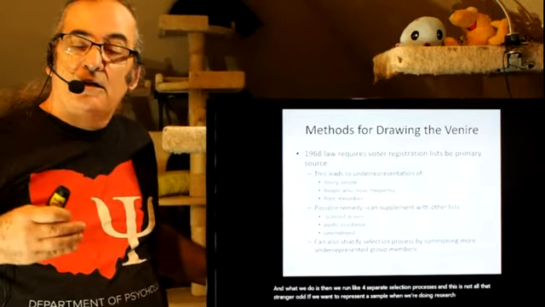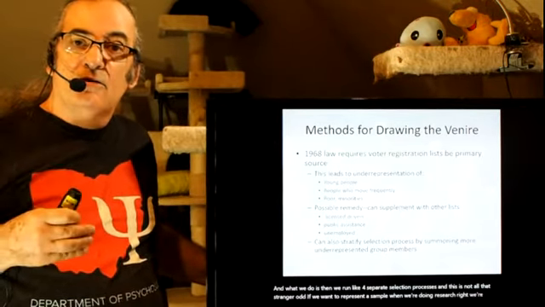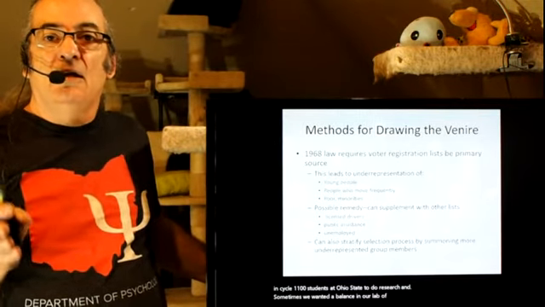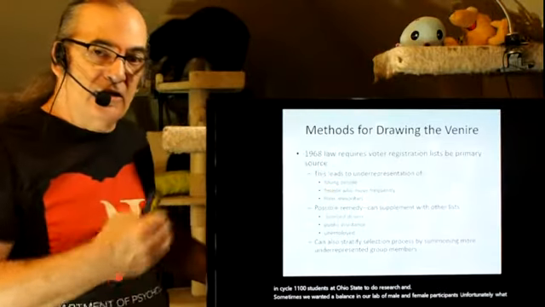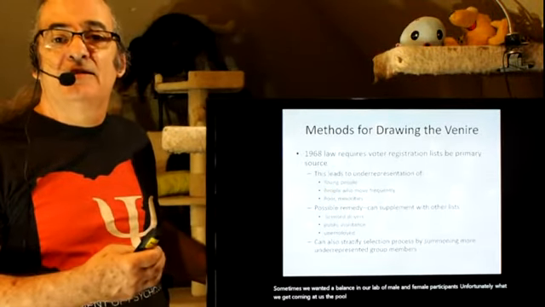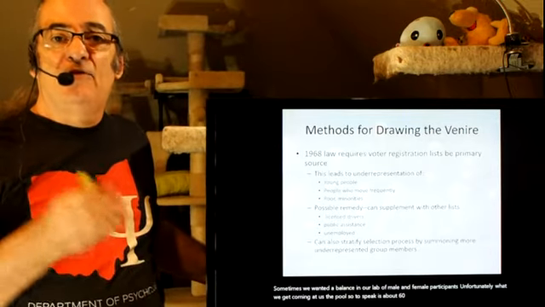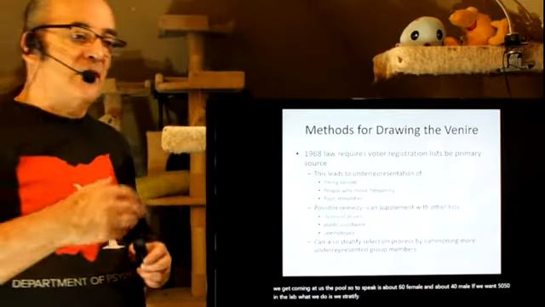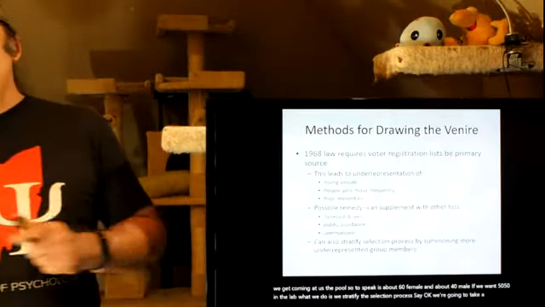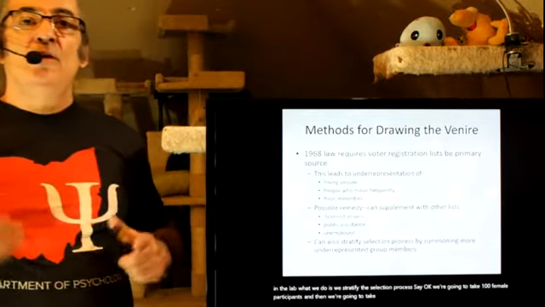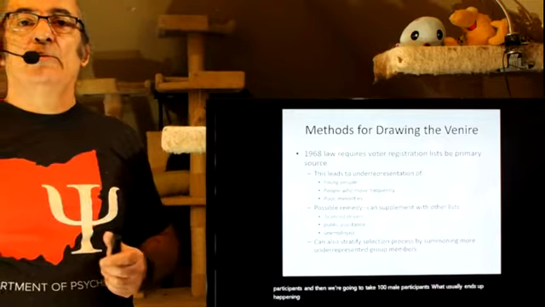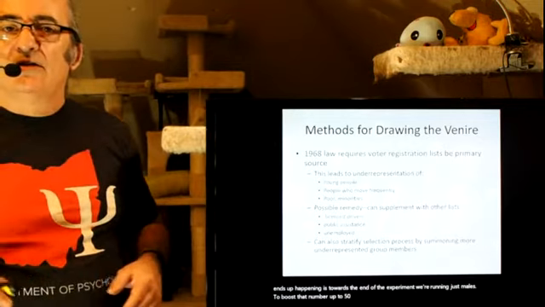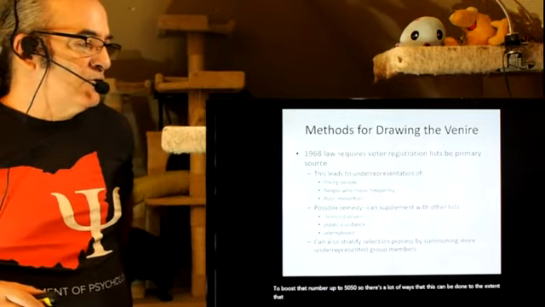We're pulling in Psych 1100 students at Ohio State to do research. And sometimes we've wanted a balance in our lab of male and female participants. Unfortunately, what we get coming at us, the pool, so to speak, is about 60% female and about 40% male. If we want 50-50 in the lab, what we do is we stratify the selection process. We say, oh, okay, we're going to take 100 female participants, and then we're going to take 100 male participants. What usually ends up happening is towards the end of the experiment, we're running just males to boost that number up to 50-50. So there's a lot of ways that this can be done to the extent that we believe it's important to do it.